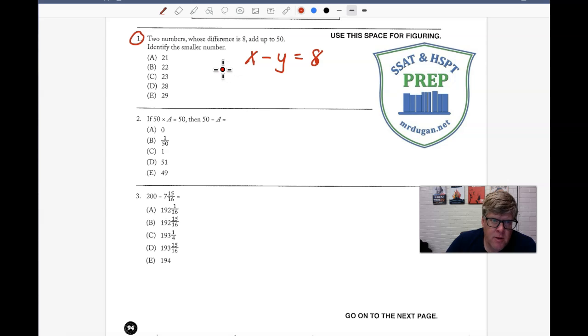Two numbers whose difference is 8 add up to 50. So the bigger number minus the smaller number is 8. That's important. I'm making x my bigger number. So two numbers whose difference is 8 add up to 50. So x plus y equals 50.